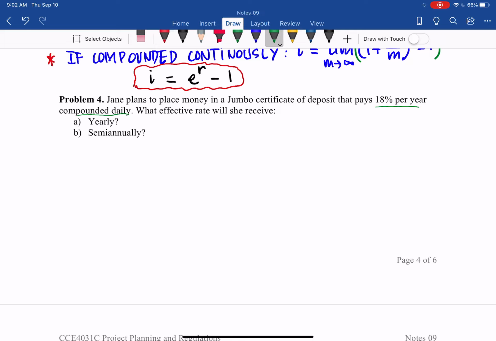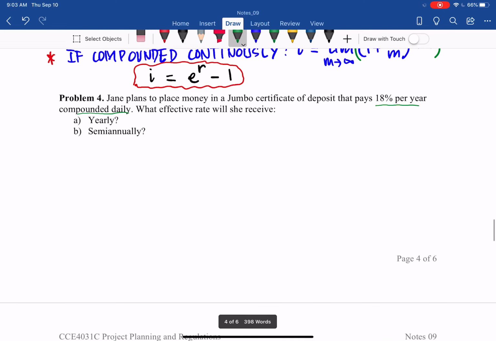Yearly, semi-annually. So first, the problem gives you 18% per year, compounded daily. With that, we see the interest period is per year and the compounding period is per day. One year is 365 days. Then it's not the same, so it will be nominal. That is nominal. So when we have that, what is the effective interest rate?